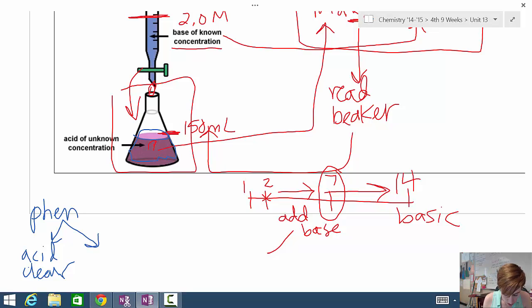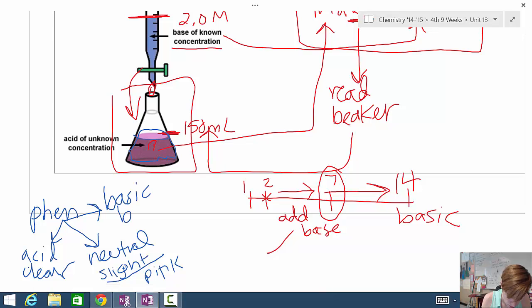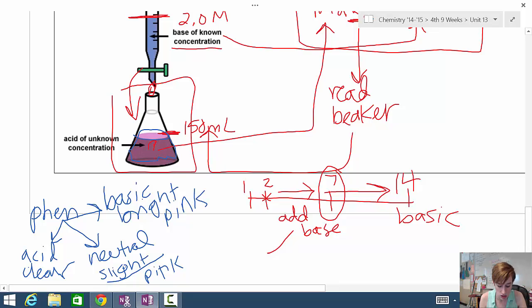However, phenolphthalein, when it's in a neutral solution, is going to look a very slight pink color, okay? But when phenolphthalein is in a basic solution, it is a bright pink color. So our goal is to add enough base to make it a slightly pink color.